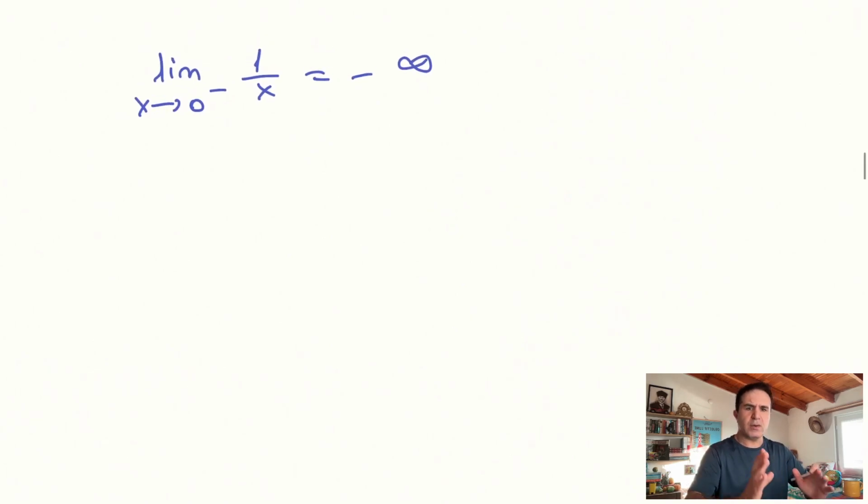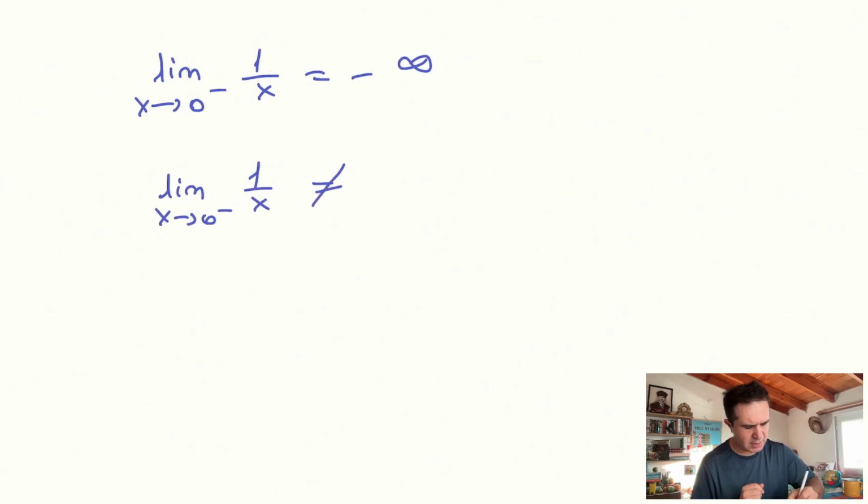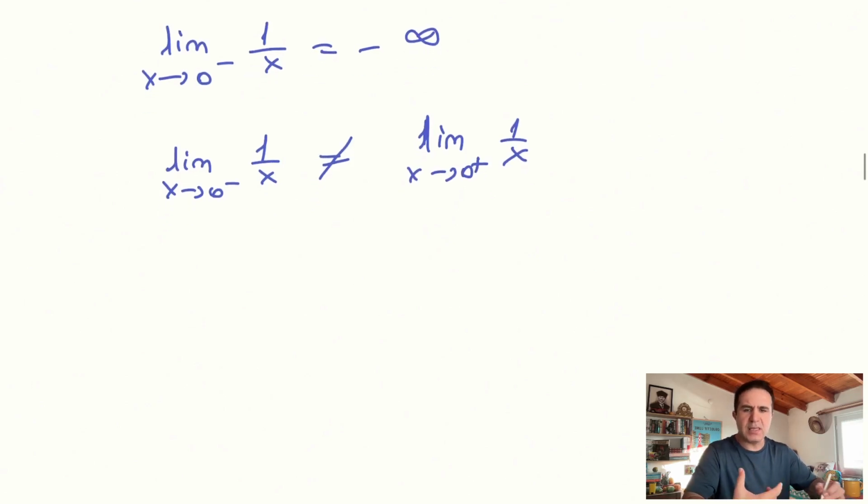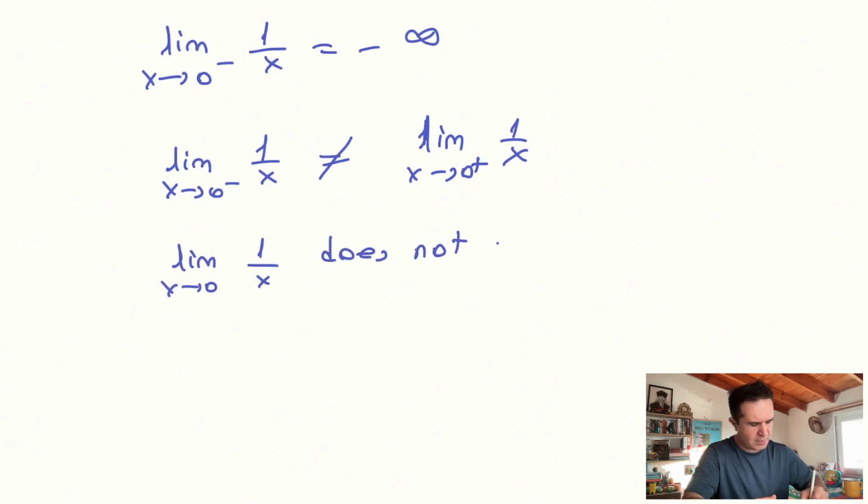Because the one-sided limits are not equal, the limit as x goes to 0 from the left of 1 over x is not equal to the limit as x goes to 0 from the right of 1 over x. Then we can say that the limit as x goes to 0 of 1 over x does not exist.